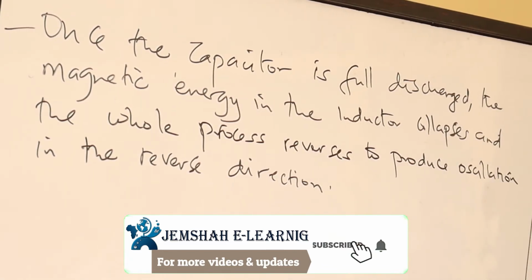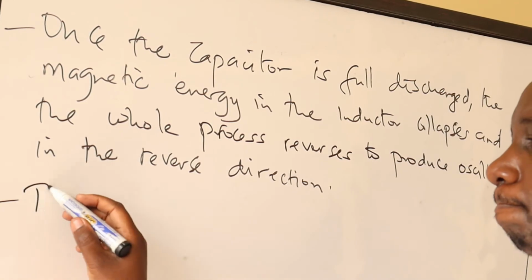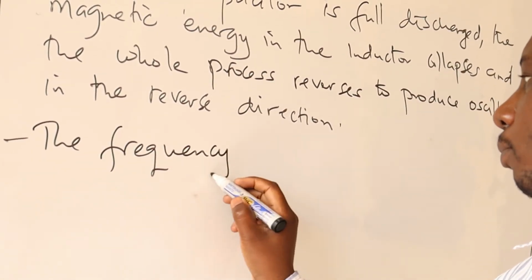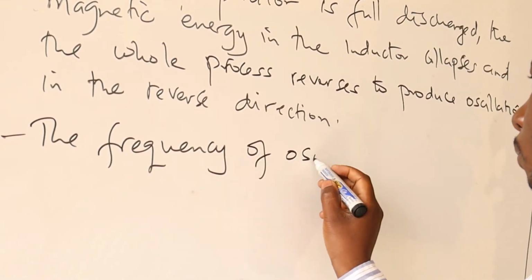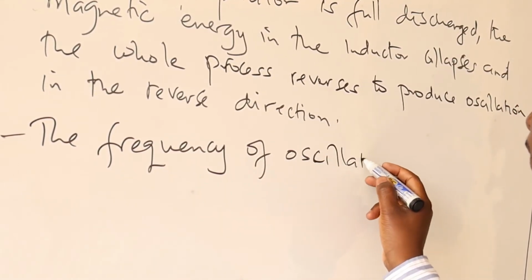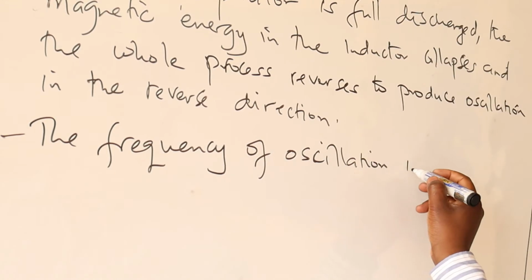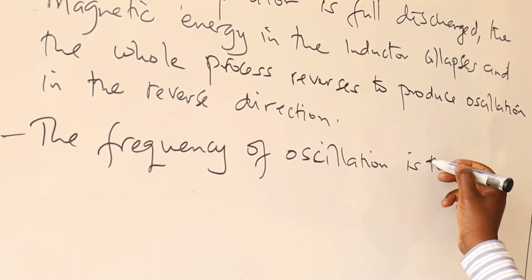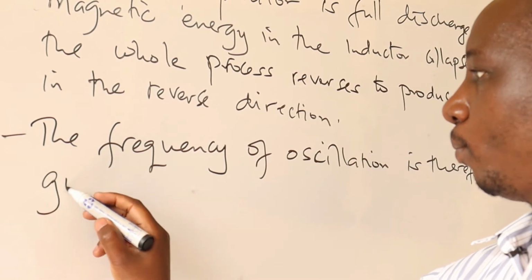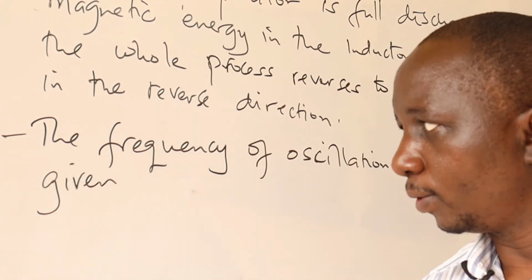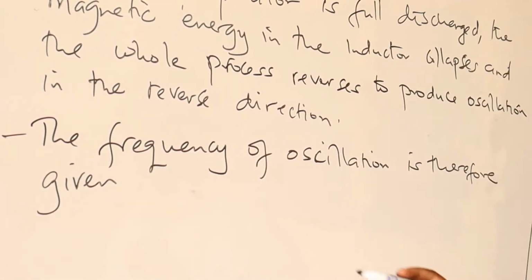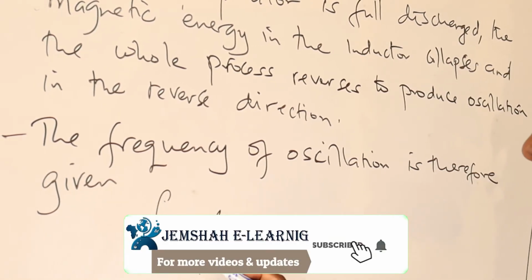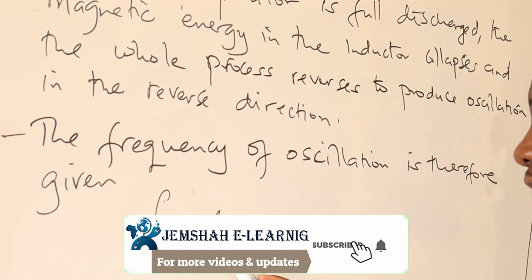The frequency of oscillation is therefore given by f0 = 1 over 2 pi root LC.